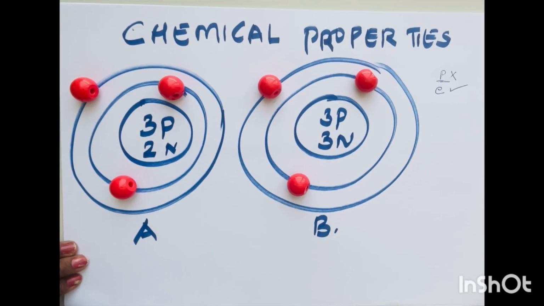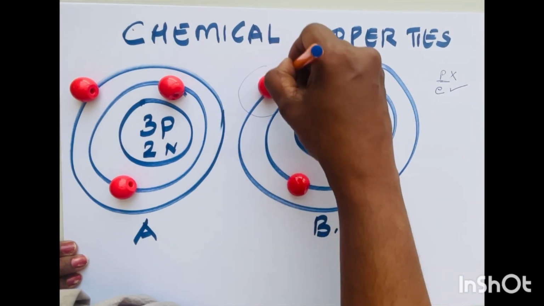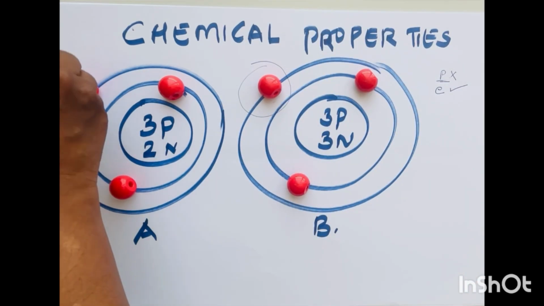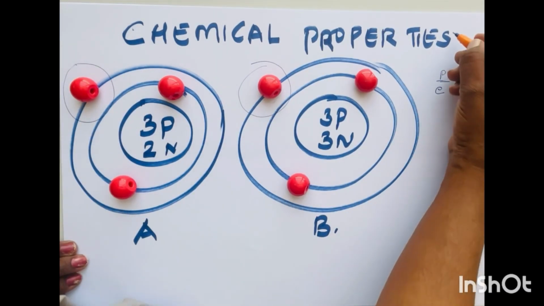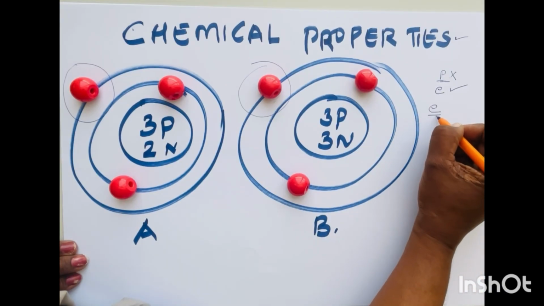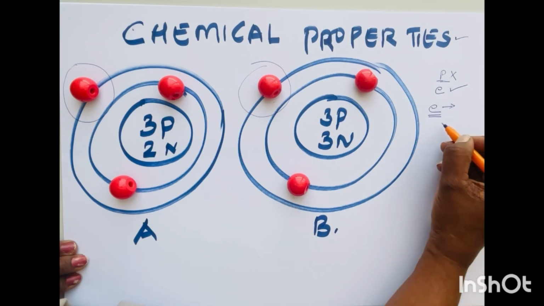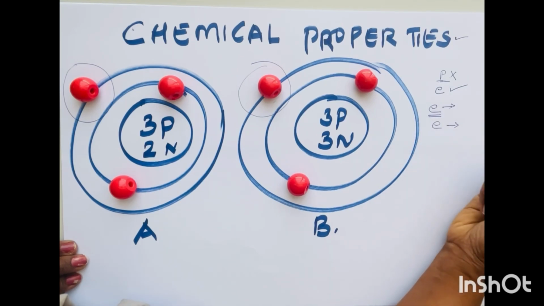The chemical properties of isotopes are the same. Especially the number of outer electrons is responsible for chemical properties. The meaning of chemical property is that which is related to chemical reactions. So the electrons are the ones responsible for chemical reactions. Giving, taking or sharing of electrons takes place when chemical bonds are formed.